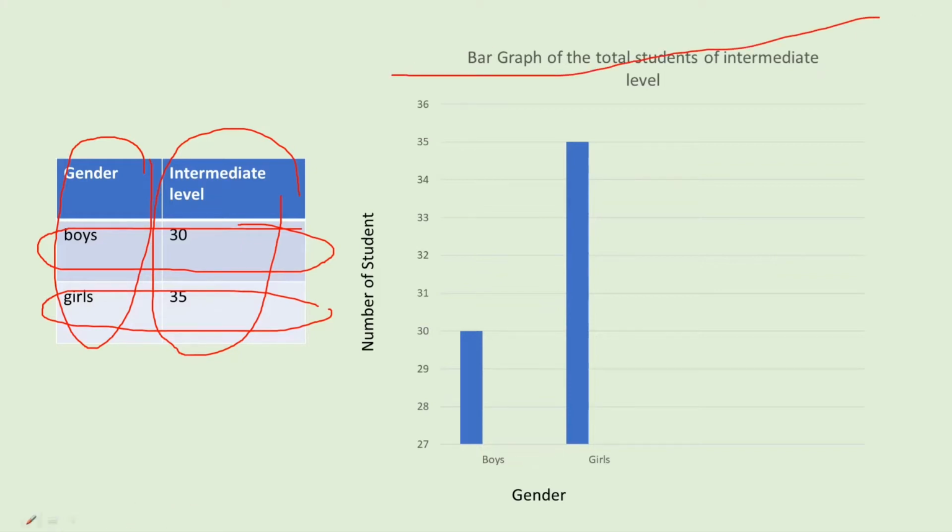So, yung parts ng ating bar graph is meron tayong title. Yung title natin is makikita natin siya at the top of the bar chart. So, asan ba yung title natin? This is the title of our bar chart: the total students of intermediate level.